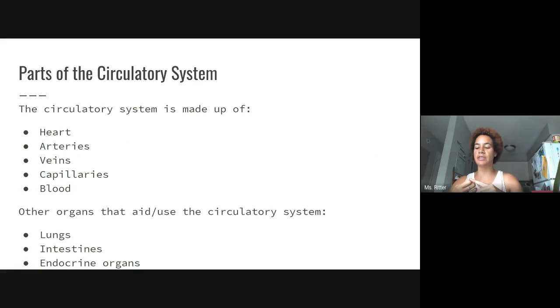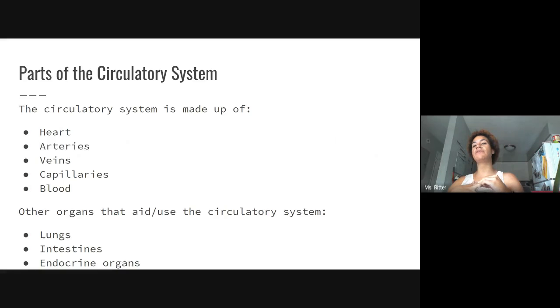So the circulatory system is made up of the heart. It has arteries, veins, and capillaries. And remember, we call these three things blood vessels. And then, of course, the circulatory system has blood pumping through it. Those are the most important aspects of the circulatory system, and these are our anatomical pieces.